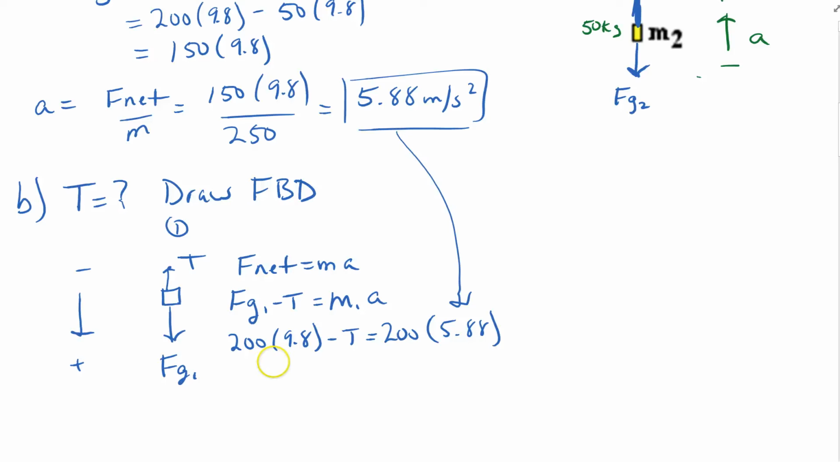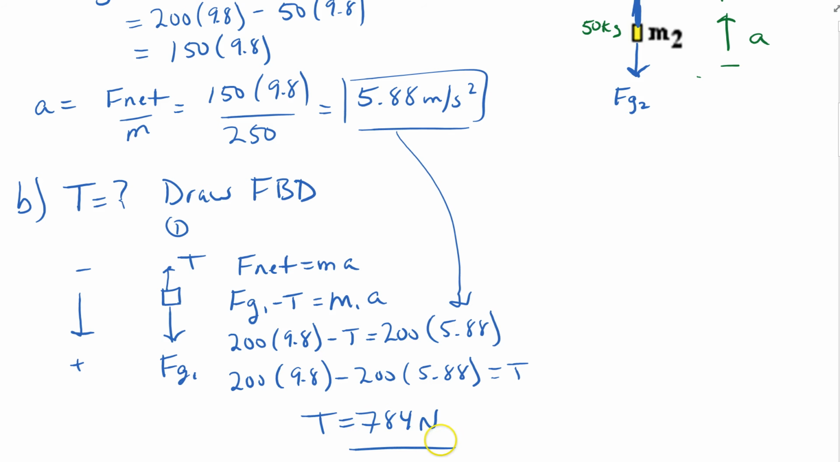In any case, now when I finish all this work, I would like to get T by itself, so I'll add T to both sides, and I'll subtract this 200 times 5.88 on the other side. So I'll get 200 times 9.8 minus 200 times 5.88 equals the tension force, and I get an answer of 784 newtons.